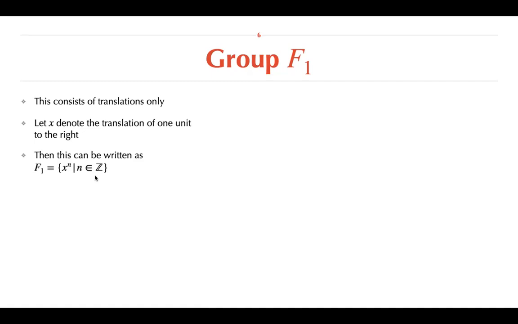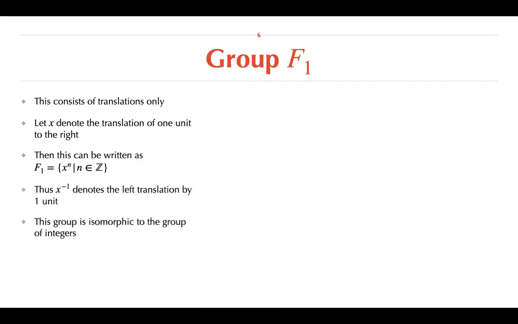So in that way, it's isomorphic to the set of integers, because you can take n positive and n negative values, and it will generate one element, as I will explain. As I just said, this group is isomorphic to the group of integers. Any question?